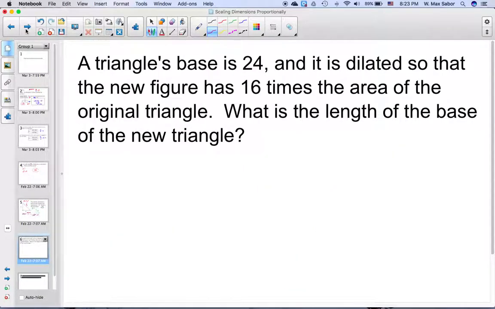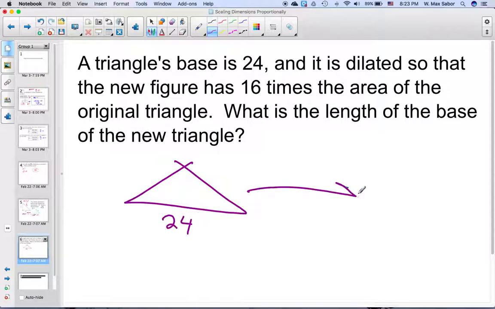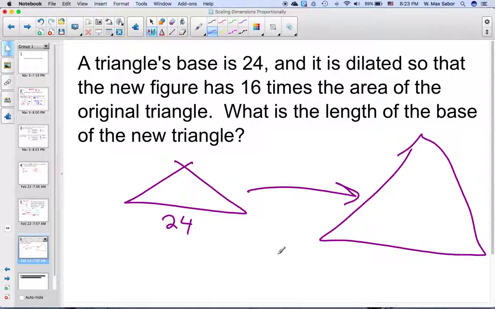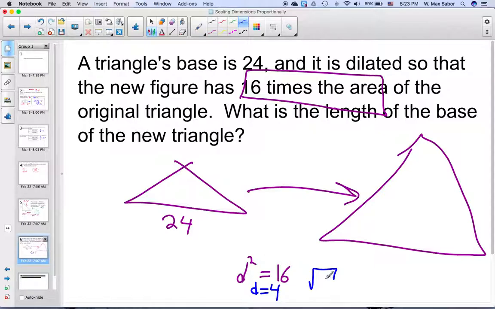A triangle's base is 24. And it's dilated, so the new figure has 16 times the area. So 16 times the area says that the area is being multiplied by 16. So the scale factor is not 16. The scale factor squared is 16. So that means that the scale factor was the square root of 16. So I took square root of 16 to get 4, and the scale factor will be 4.